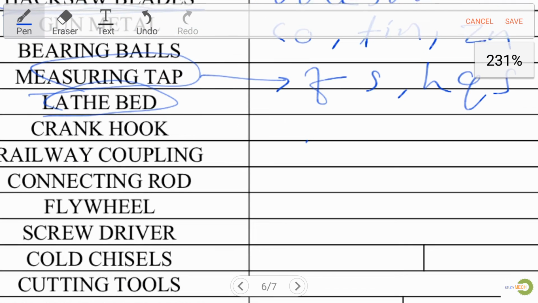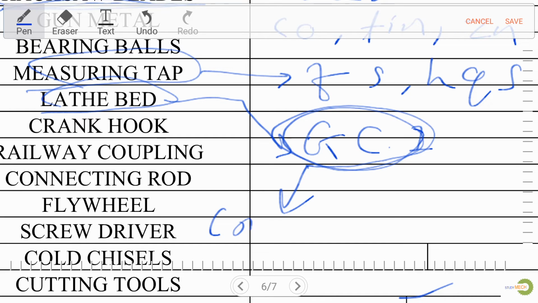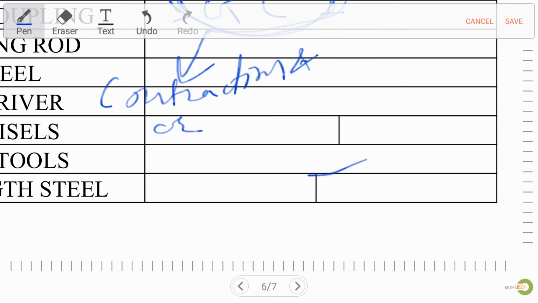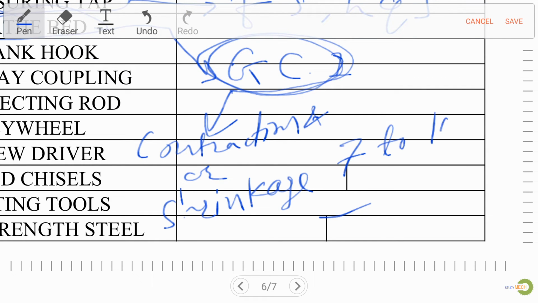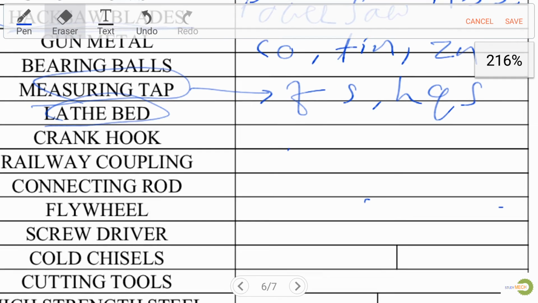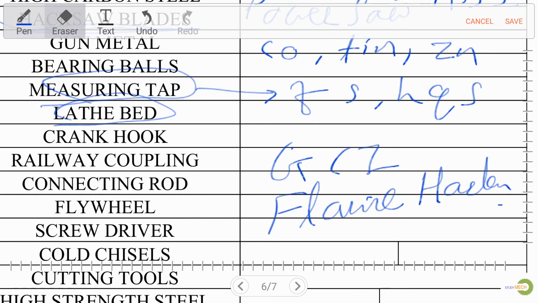Now lathe bed. For lathe bed we have to remember over here, lathe beds are made from grey cast iron, and for grey cast iron we have to remember one more thing, the contraction or shrinkage. The contraction or shrinkage for grey cast iron is 7 to 10.5 mm per meter. These are the additional information. Remember this. Now let's move to the main point. Lathe beds are made from grey cast iron, and it is also hardened by flame hardening. Remember this. Flame hardening. These details are frequently asked in an exam, so remember these details.